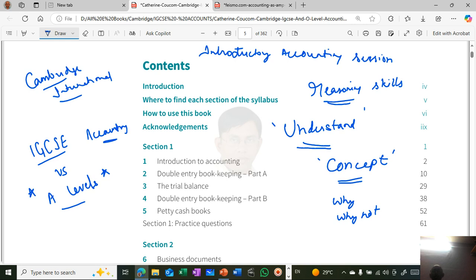We will be learning introduction to accounting and double entry bookkeeping. In this we will learn how to prepare ledger accounts, what a ledger account is. We will study what an asset is, what a liability is, and various very important accounting terms. Then the trial balance, what is a trial balance? Then the cash book: how to record cash transactions, when you receive cash and when you pay cash. Then the petty cash book. What do you mean by petty cash book?